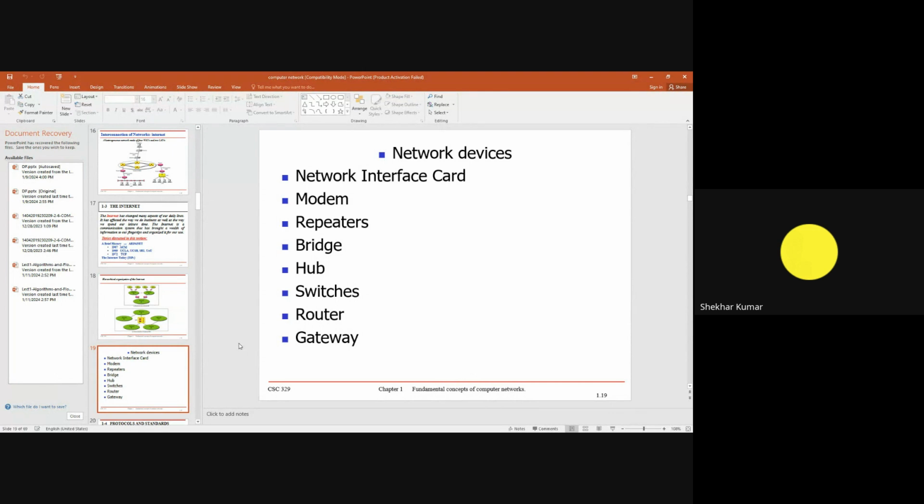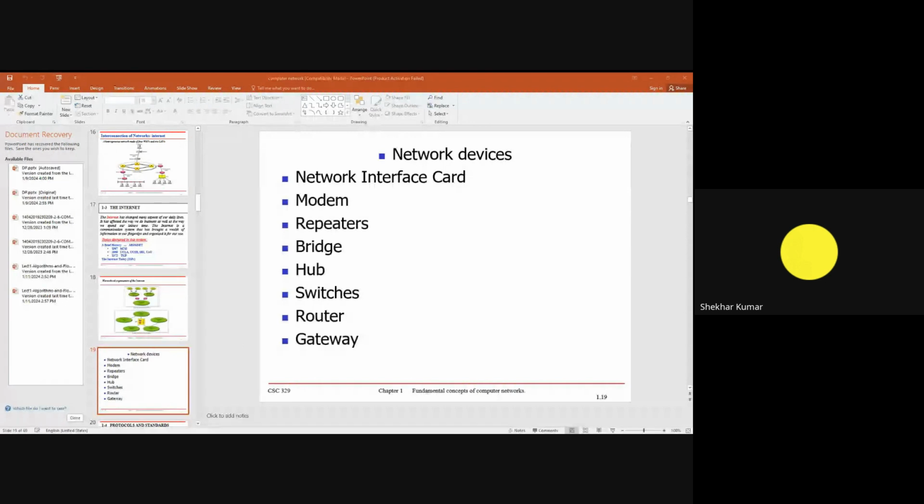We enhance the network performance and optimize the traffic flow with the help of these devices, which are shown on the screen. We also provide network security with the help of these devices. For network management and configuration, network devices are also used. So there are different types of network devices which we will discuss in this lecture.